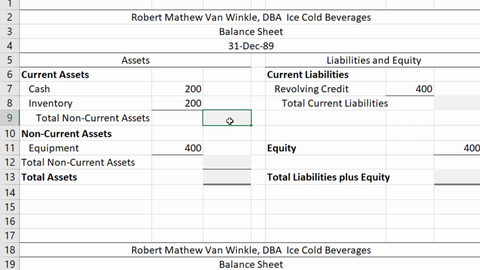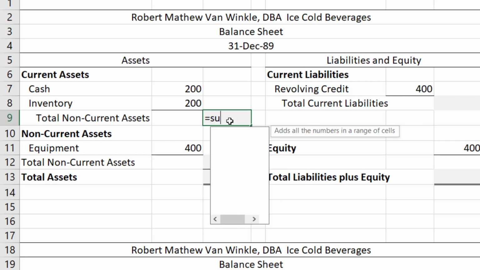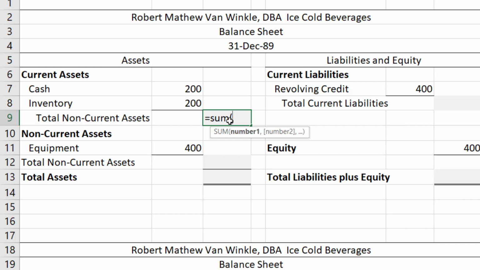So it's either something we have to calculate or we pull it from somewhere else that's in this sample of sheets that we have. We type an equal sign and we type the word sum, then an open parenthesis, and we're going to highlight. We're going to click on the $200 cash number in cell B7, hold the mouse, drag down to highlight the $200 inventory number in B8. We're going to close the parentheses, hit enter, and we total up our current assets of $400.